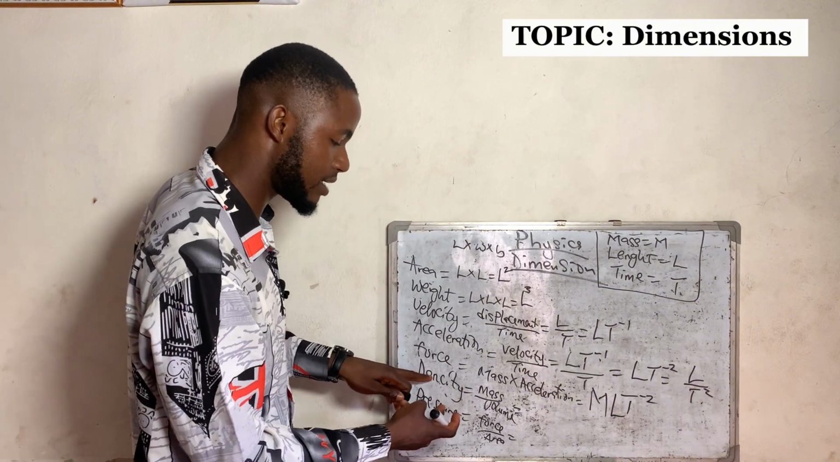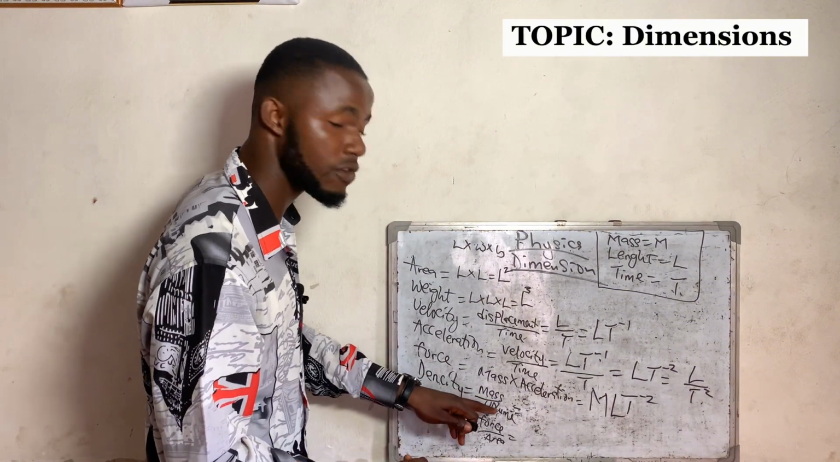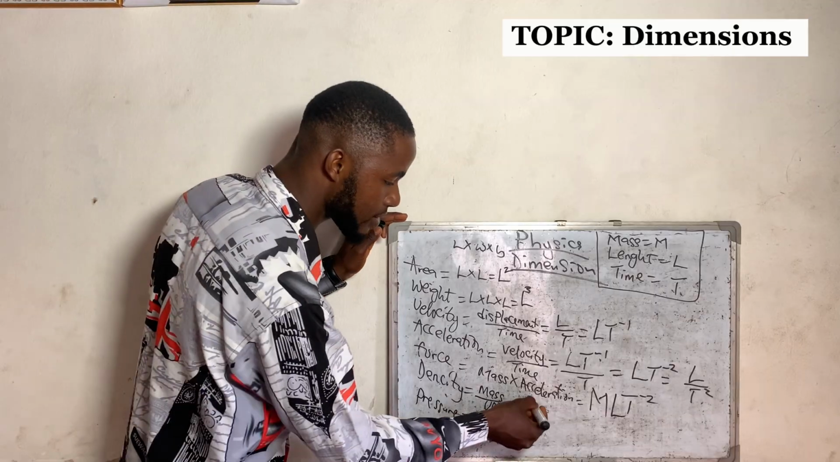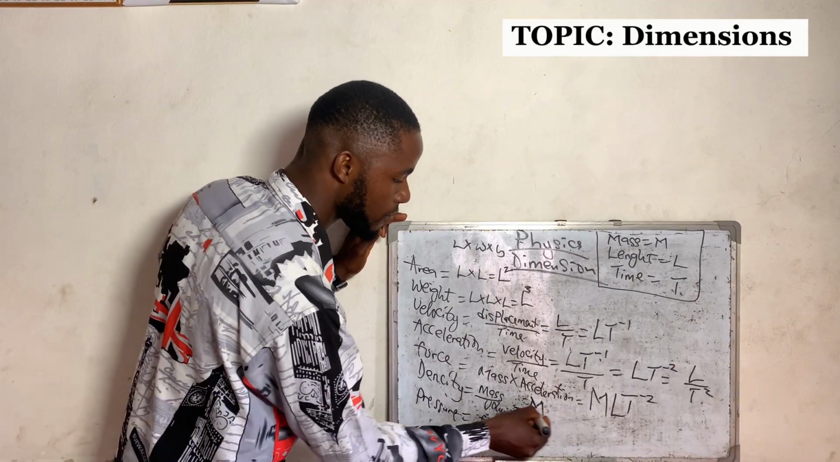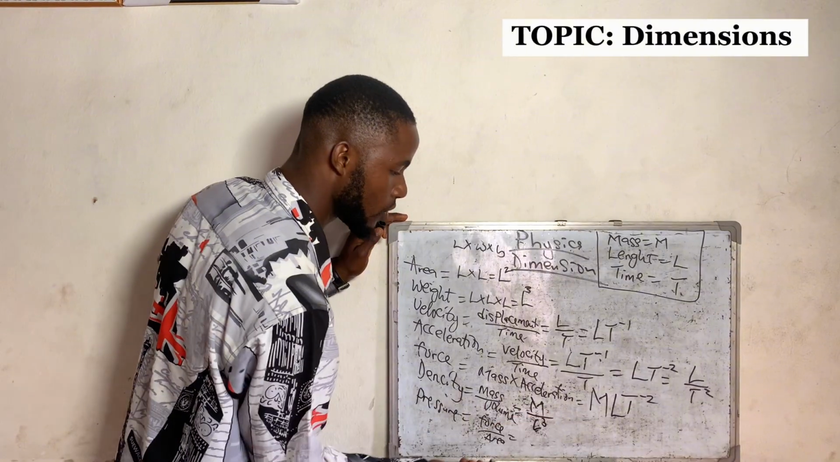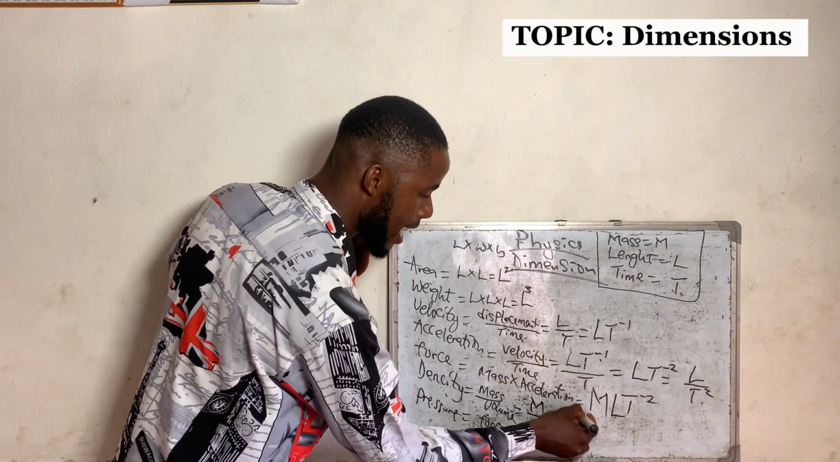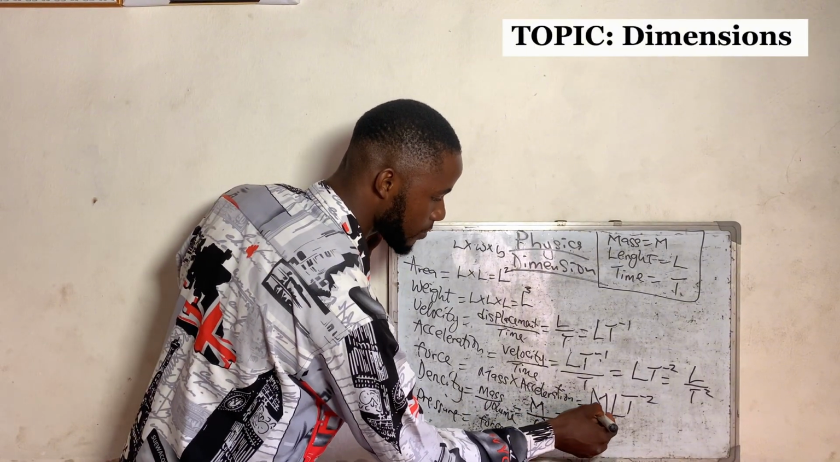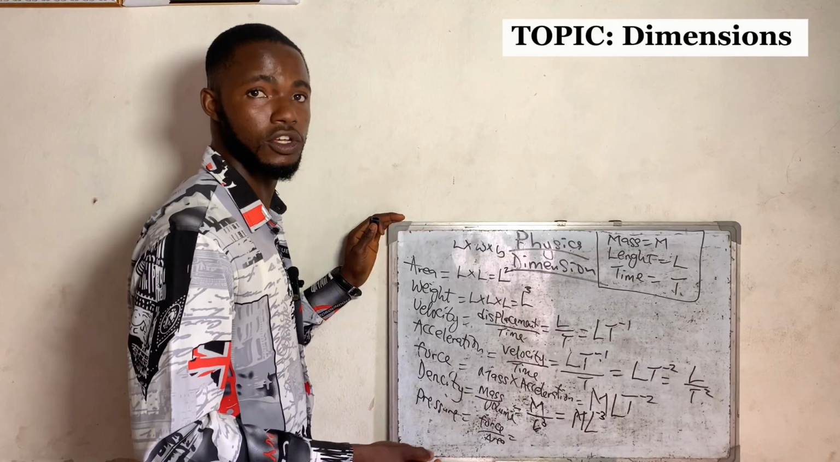So here now we have density. Density is mass over volume. Mass is M, over our volume, which is L cube. Or you can put it this way, M L raised to power minus 3, according to the laws of indices.